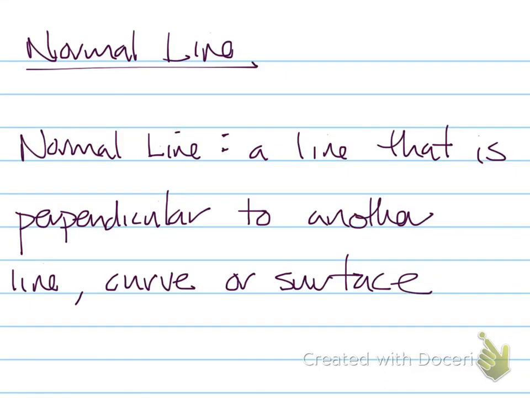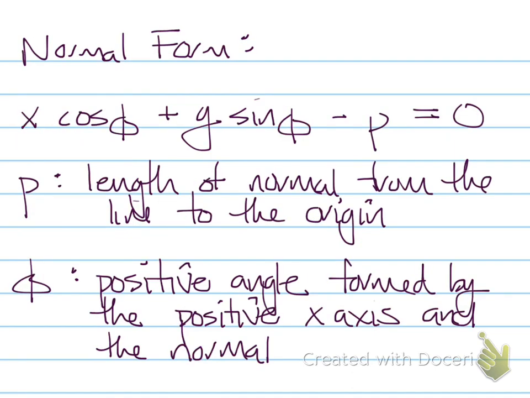Alright, in this lesson we're going to be looking at normal lines. A normal line is just a line that's perpendicular to another line, curve, or surface. The normal form of the normal line is going to be x times cosine phi plus y sine phi minus p equals 0, where p is the length of the normal from the line to the origin, and phi is the positive angle formed by the positive x-axis and the normal.